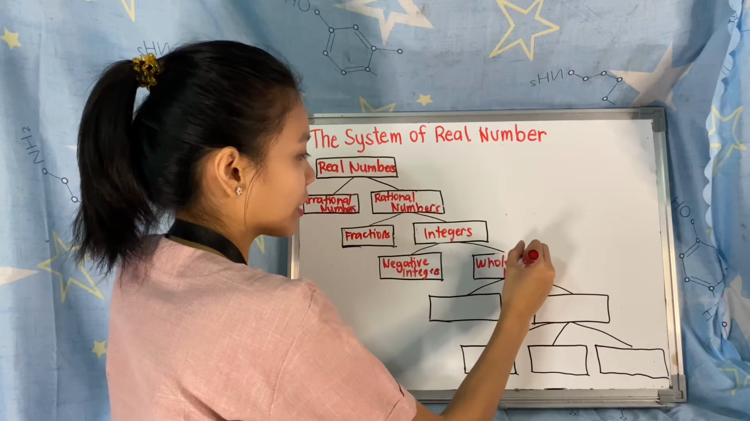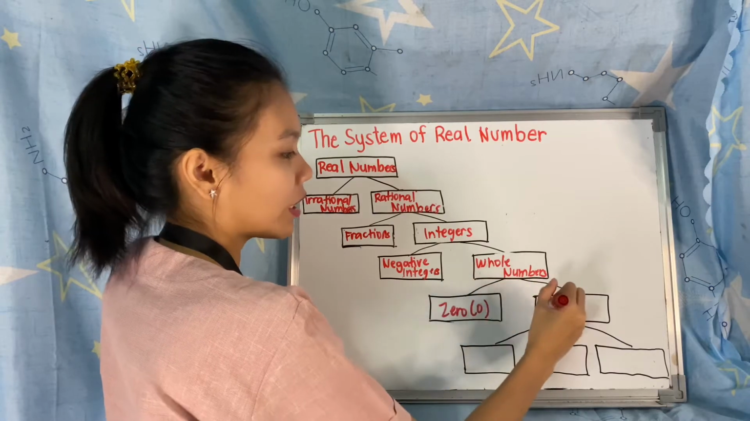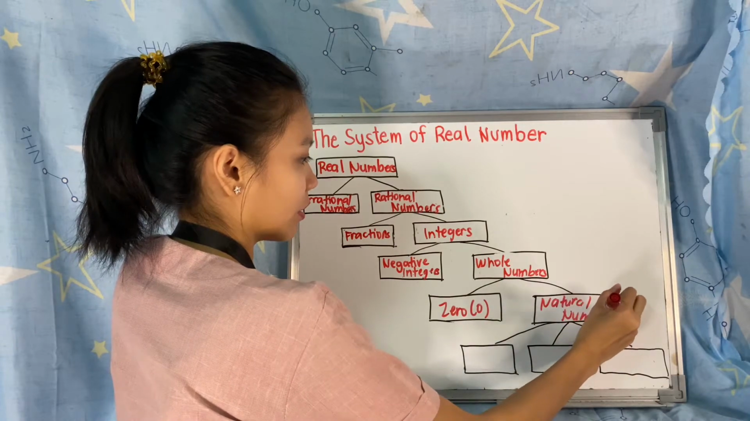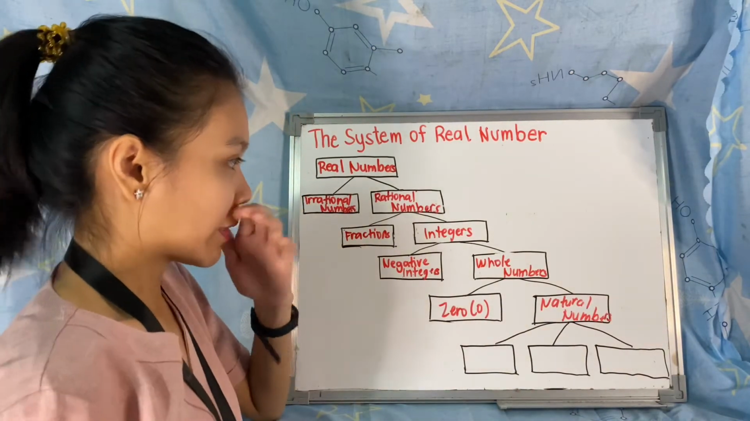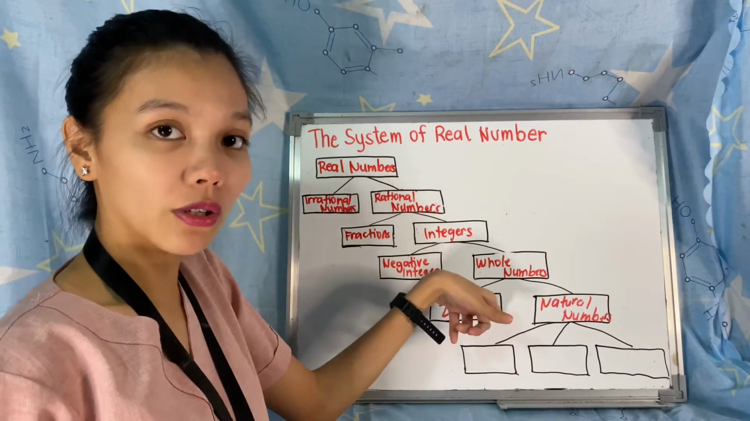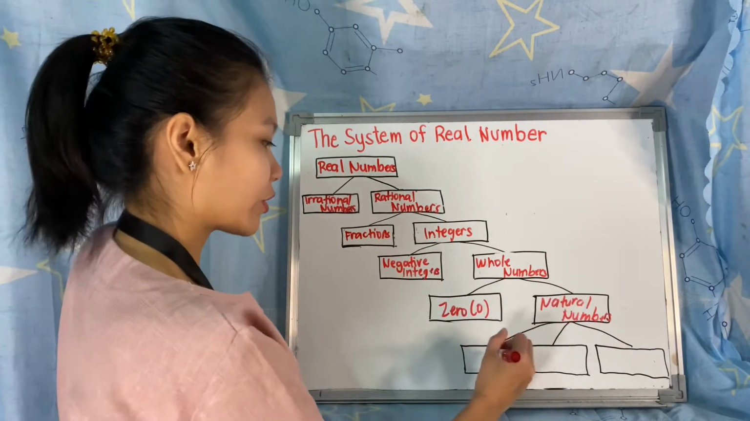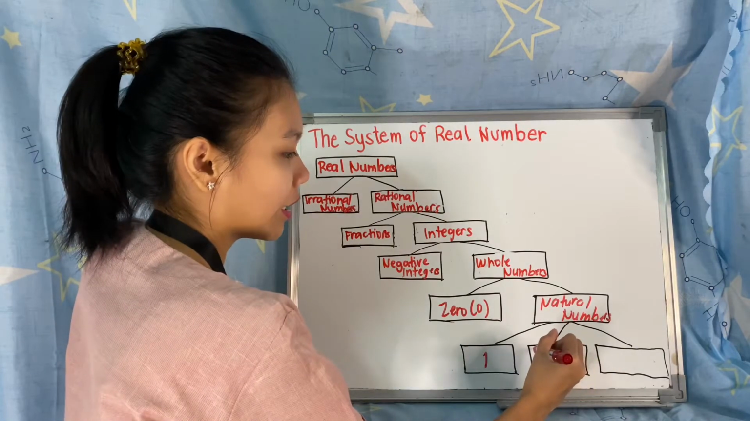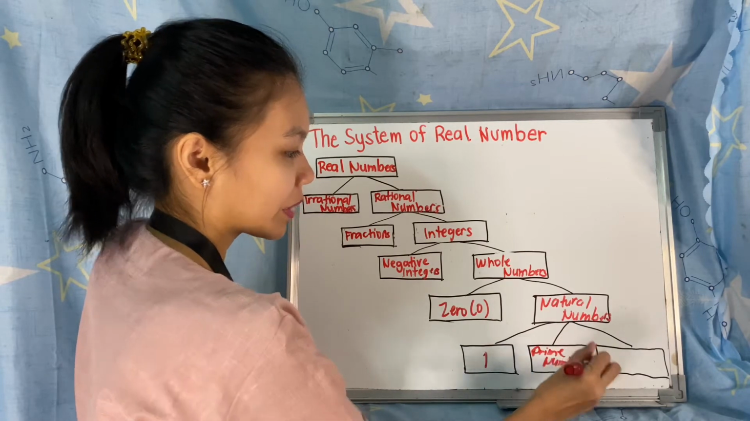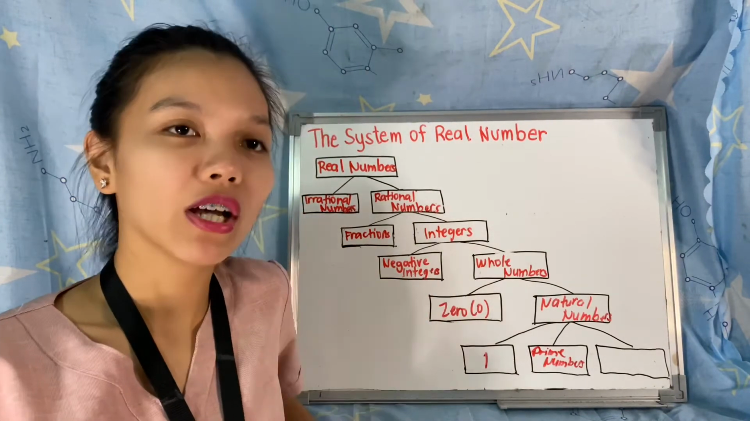So, whole numbers, kasama dito si 0 at si ating counting numbers or the natural numbers. So, magkaiba yung whole numbers sa natural numbers kasi ang whole numbers kasama yung 0. While sa natural numbers, mag-i-start tayo sa 1. And under the natural number, we have the 1. Then the prime numbers. So, yung prime numbers, yun yung mga numbers na wala namang ibang factors kundi yung sarili nila at saka 1. So, they only have 2 factors.